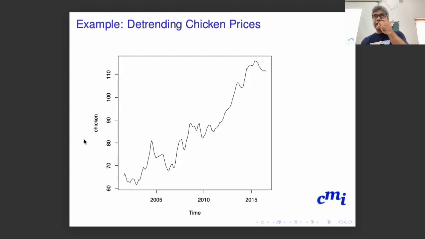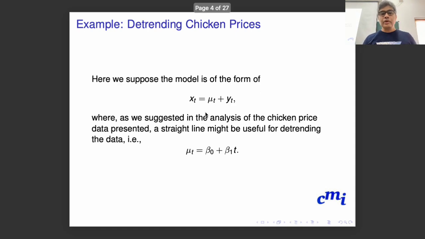So we were discussing the backshift operator, and let's quickly review what we were doing last Tuesday. We took the detrending of the chicken price data set. We can clearly see the price of chicken has a strong trend, maybe a linear trend. So we considered x_t, which is the price, as mu_t plus y_t. Mu_t is the trend and y_t is a stationary process most likely.